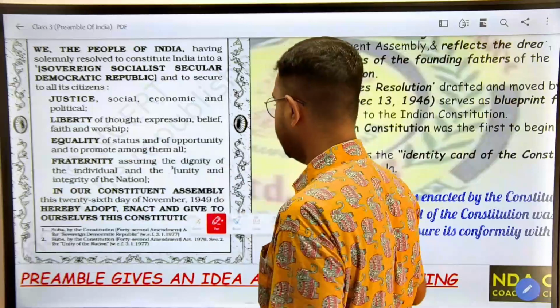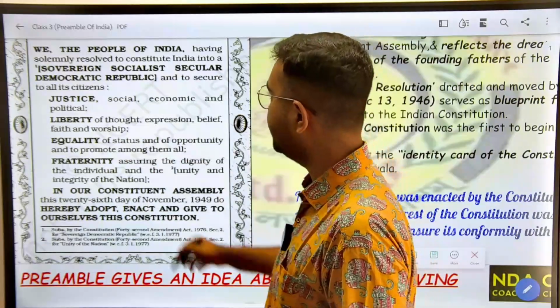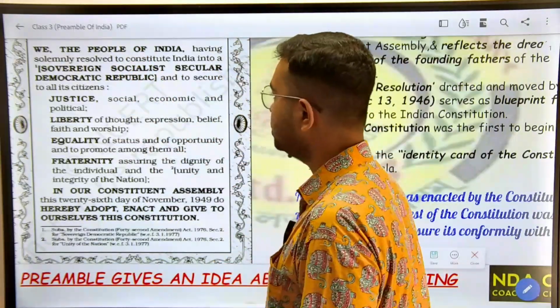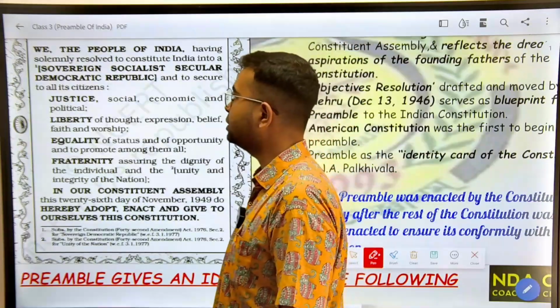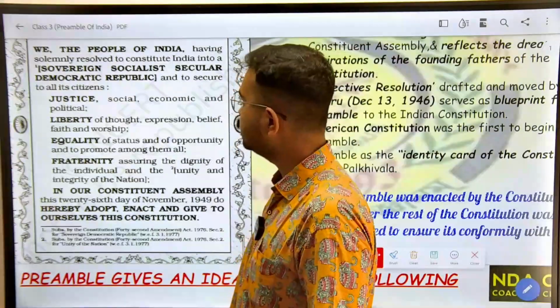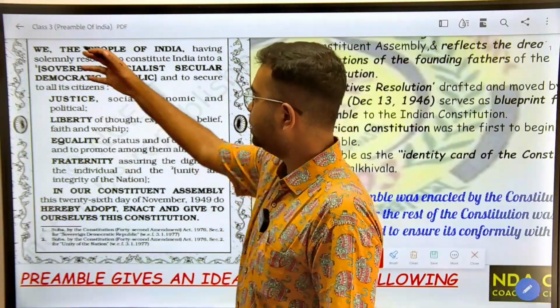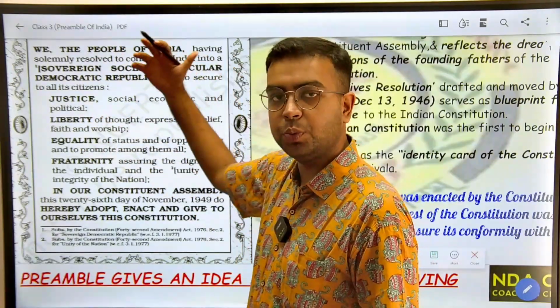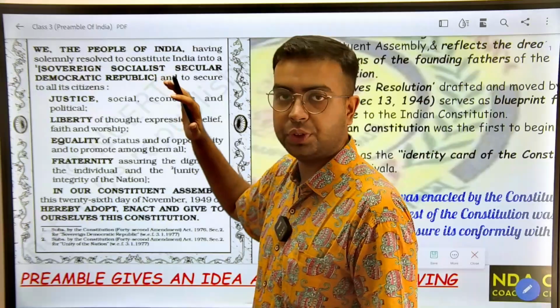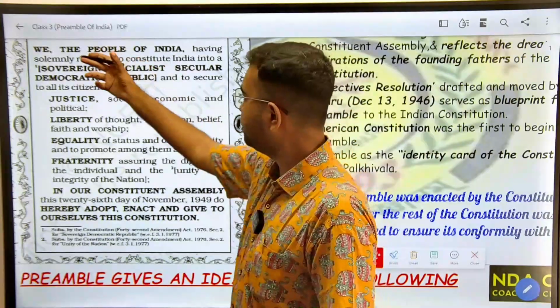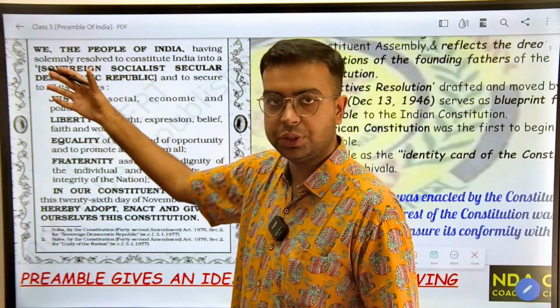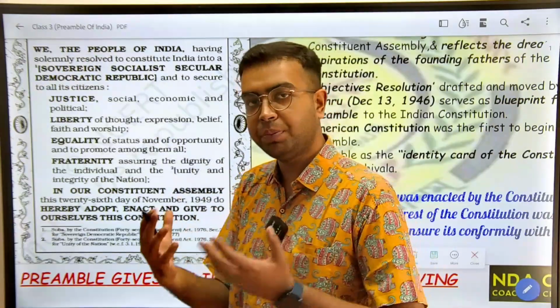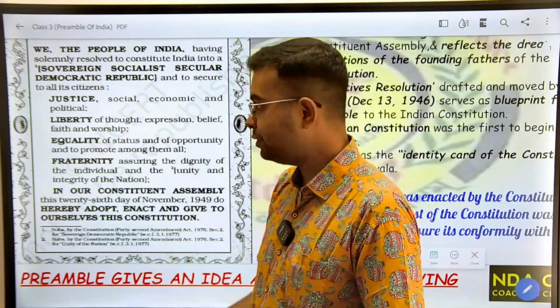And after this, we have "We the people of India," which is known as the source. Why? Because the Constituent Assembly was elected by the people only, and then the assembly went on to make the constitution for the country. So indirectly, the people of India were the source of the constitution. The constitution came from the people through their representatives.